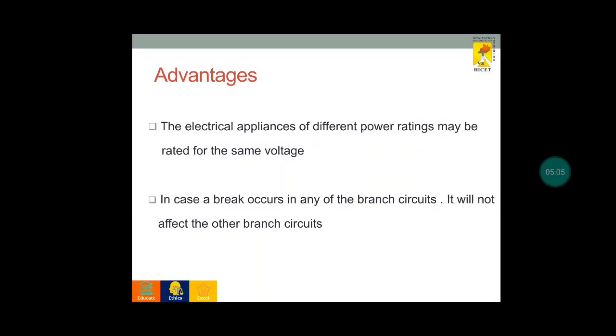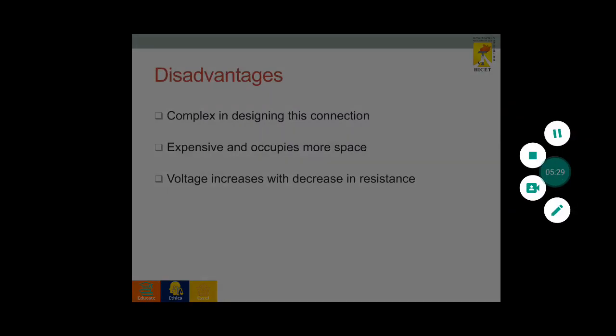Advantages: the electrical appliances of different power ratings may be rated for the same voltage. That is, many different appliances can be connected for the same voltage. In case any break occurs in any of the circuits, it will not be passed to the nearby circuits. It will be handled individually.